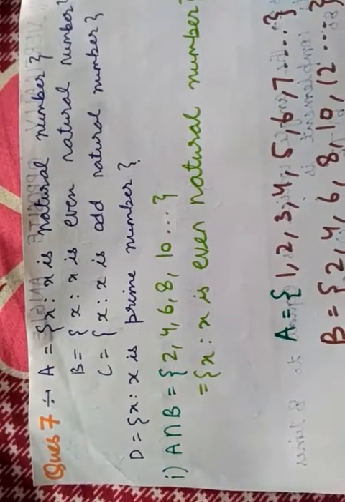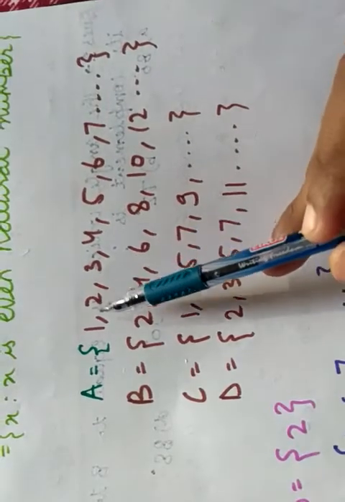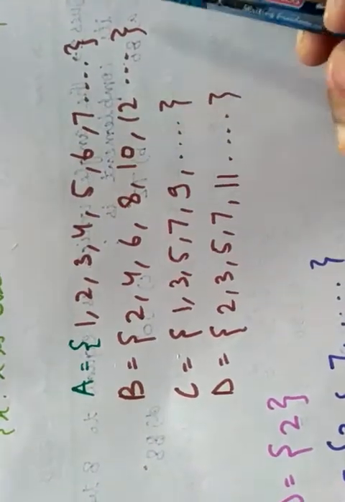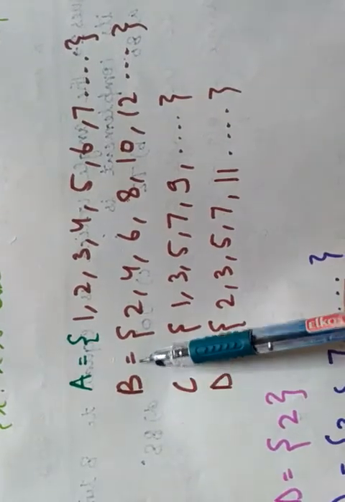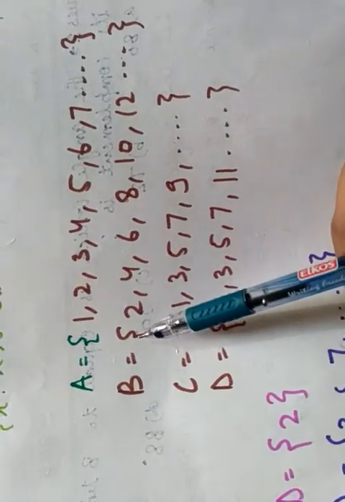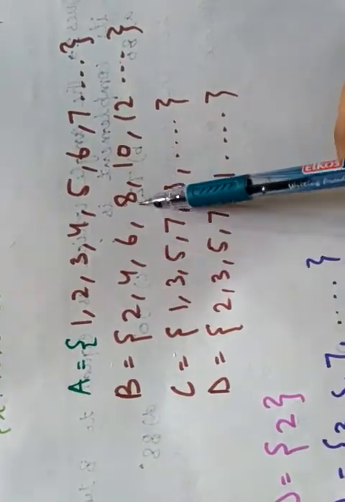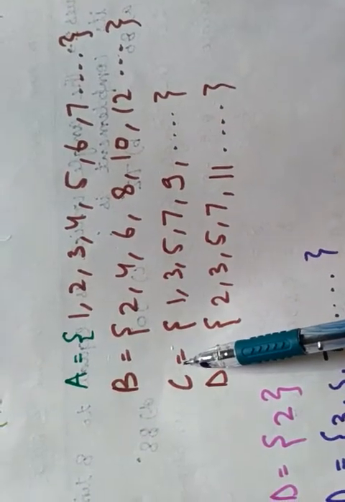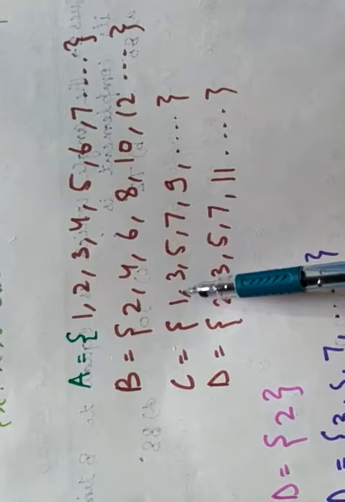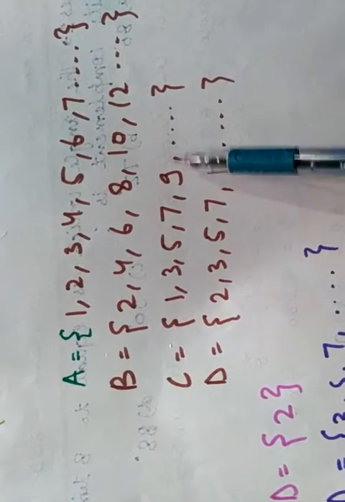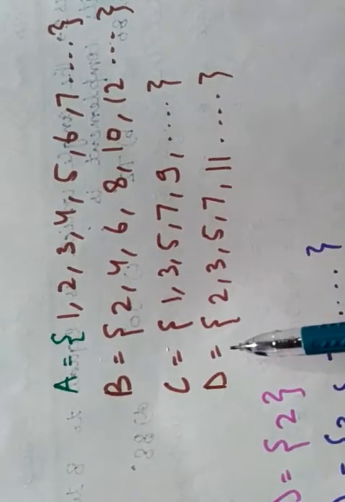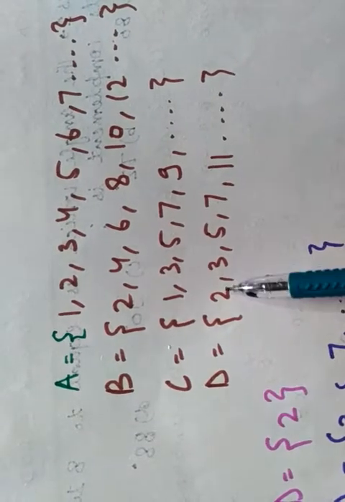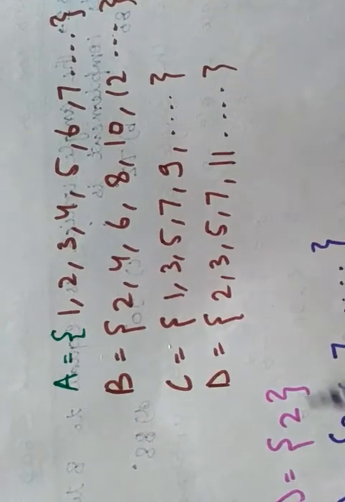So the set A is a collection of natural numbers. So elements of A will be 1, 2, 3, 4, 5, 6, 7 and so on. Similarly, B is a set of even natural numbers. So 2, 4, 6, 8, 10, 12 and so on. C is a set of odd natural numbers. So the elements will be like 1, 3, 5, 7 and 9 and so on. And D is a set of prime numbers, a collection of prime numbers. So we will mention the prime numbers in this set, that is 2, 3, 5, 7, 11 and so on.